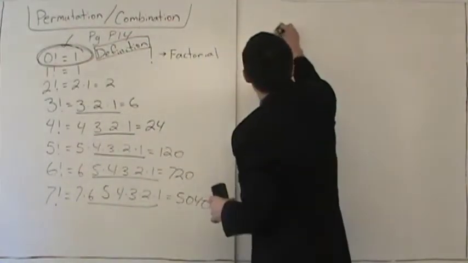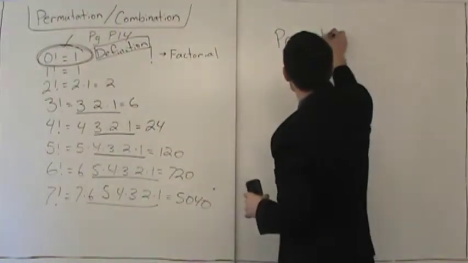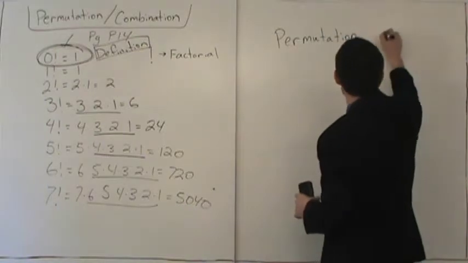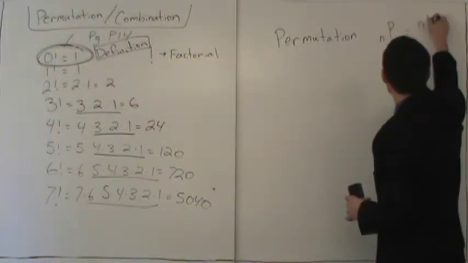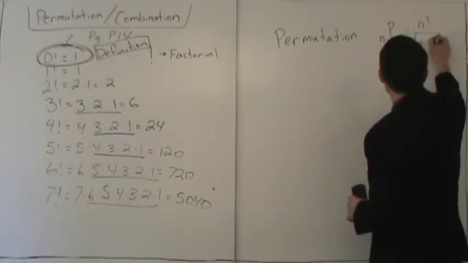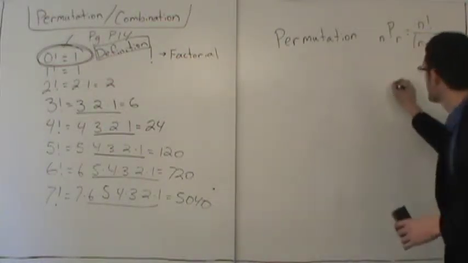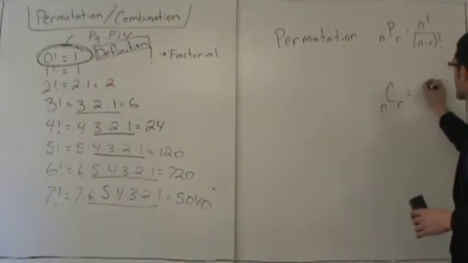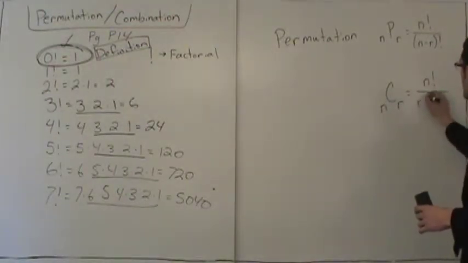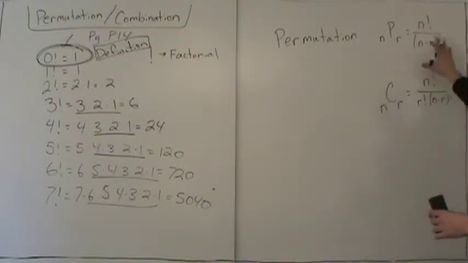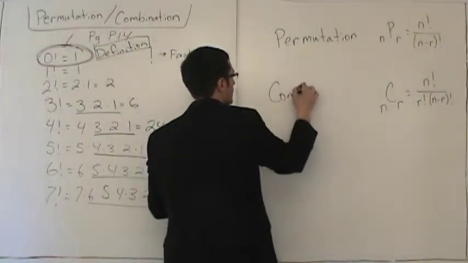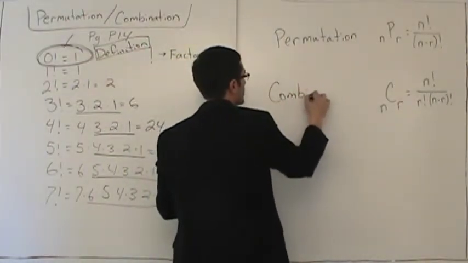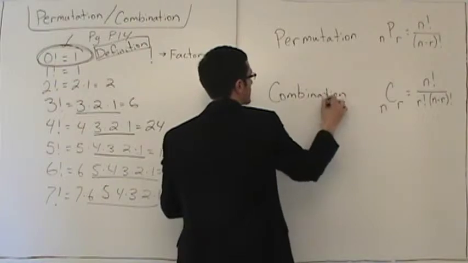Now, permutation. You also have to have these on your definition sheet. Permutation of n objects taken r at a time is n factorial over quantity n minus r factorial. Combination of n objects taken r at a time is n factorial over r factorial multiplied by quantity n minus r factorial. This looks crazy, but don't let it scare you. The formulas look scary, but they're actually kind of easy.